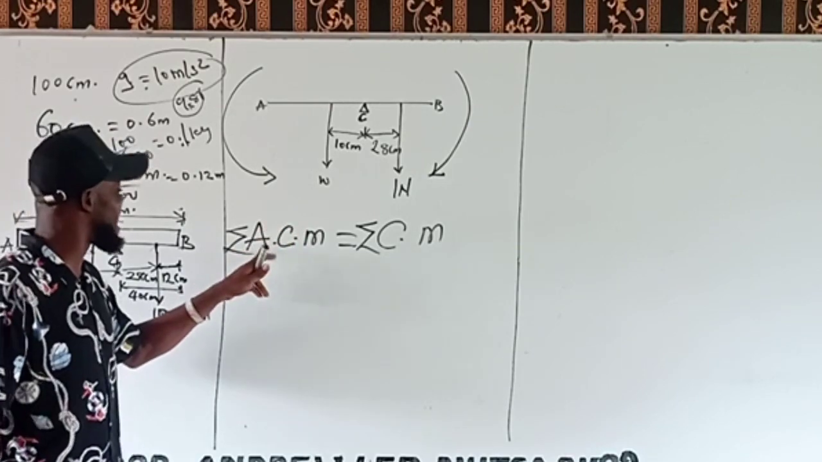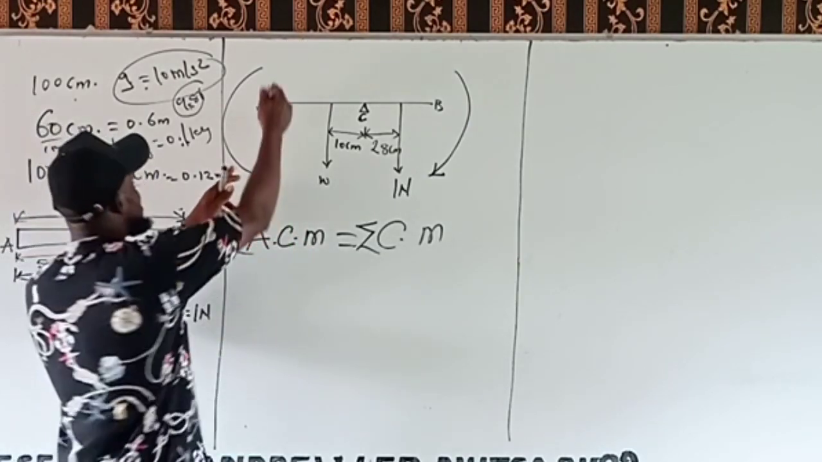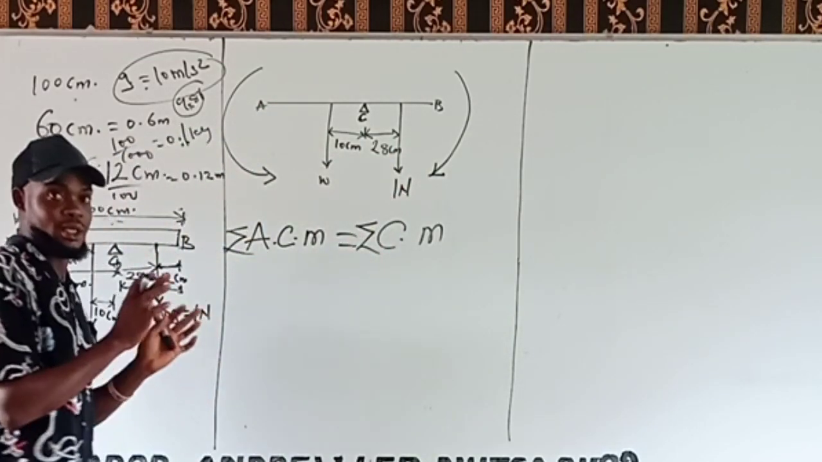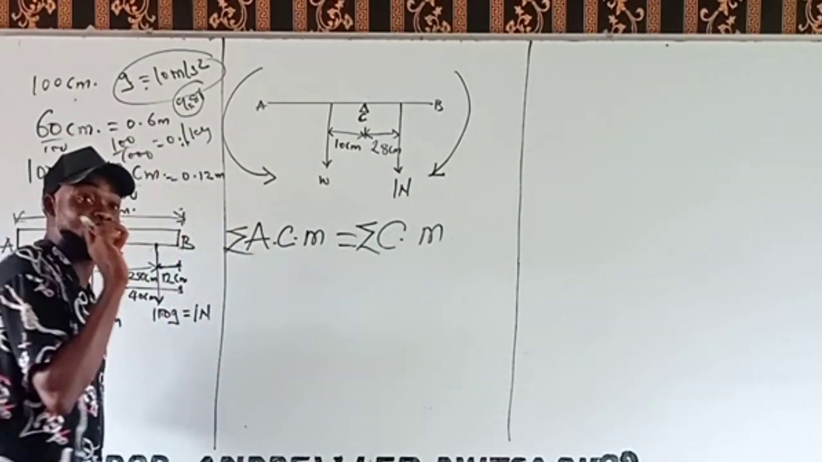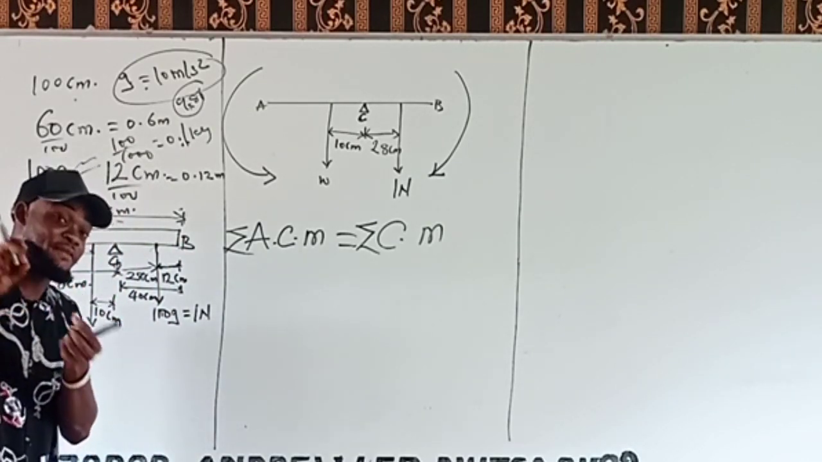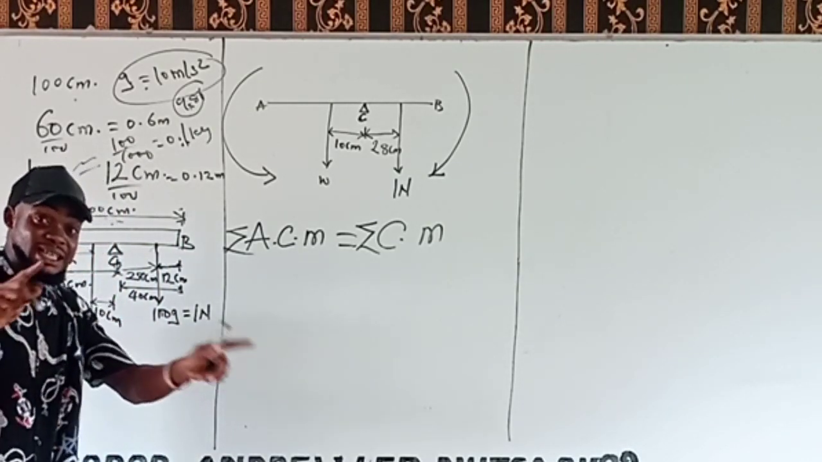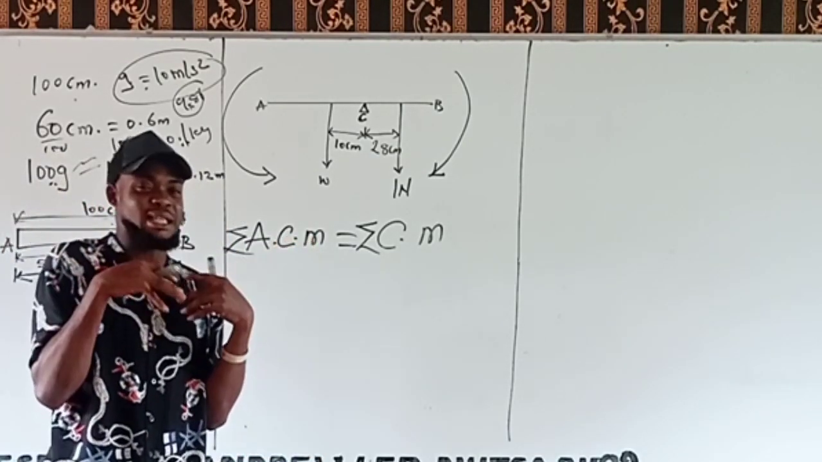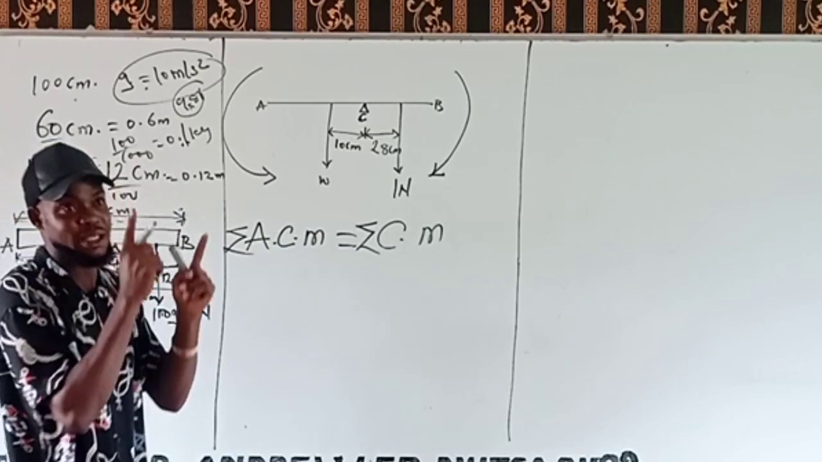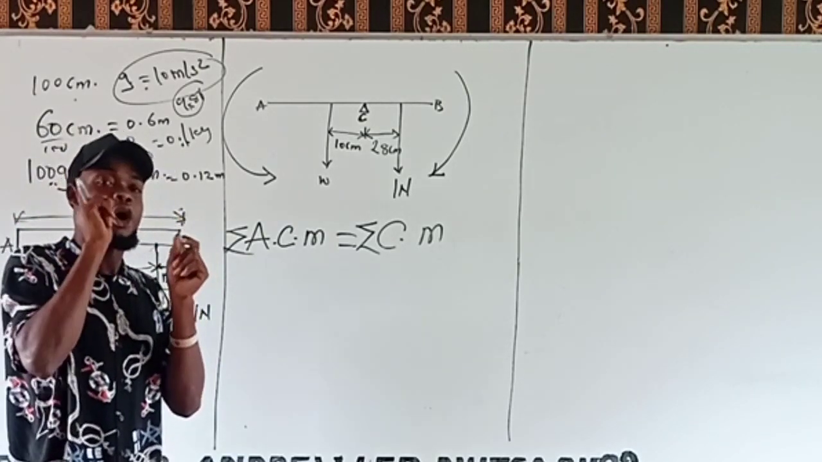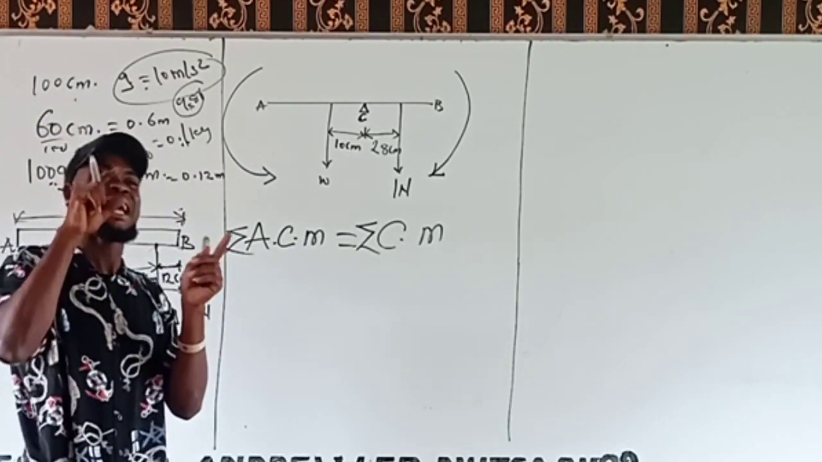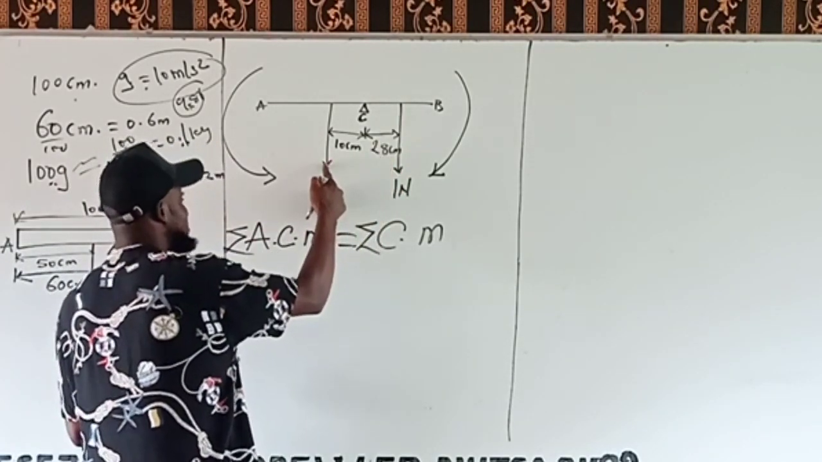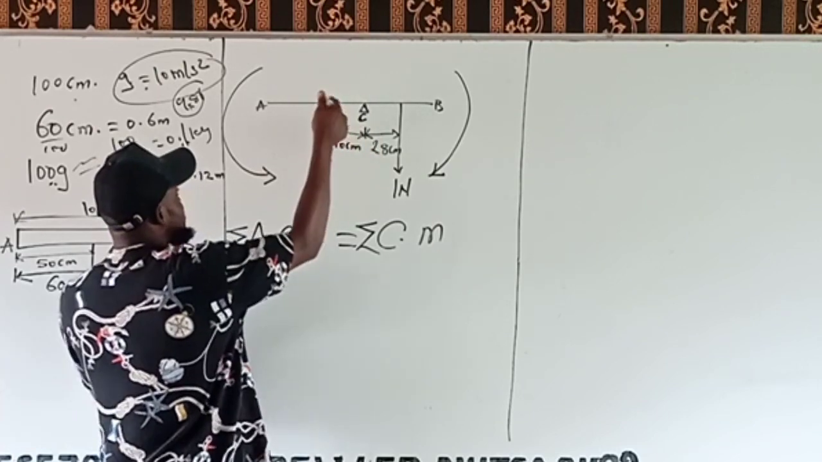Now let's check which one is anti-clockwise. Which one will turn this beam this way? If you are looking at the moment of a particular force about the point, you assume the other forces are not present. If this is the only force present, how will you rotate this beam, or how will you rotate this meter rule about this particular point? Now let's assume this force is not present. How will this weight rotate this beam about this point?